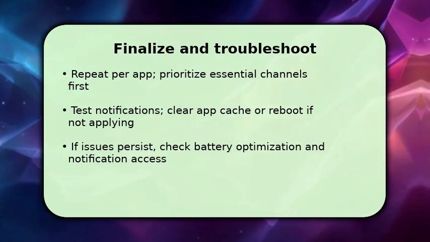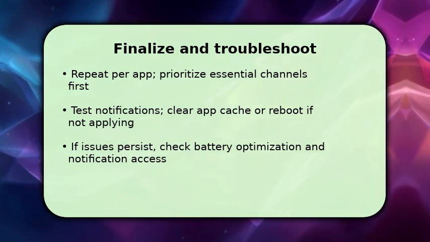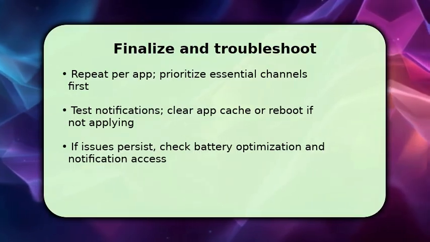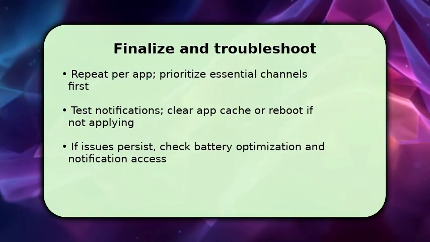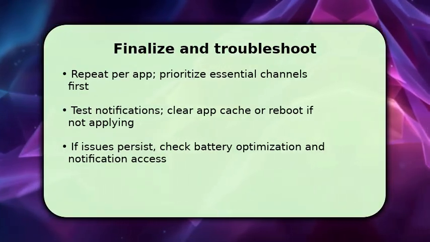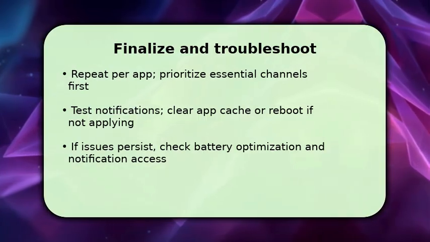Then test with real or sample notifications and observe whether sound, vibration, and visibility match your settings. If changes don't apply, clear the app cache, force stop the app, or reboot the phone to refresh system services.